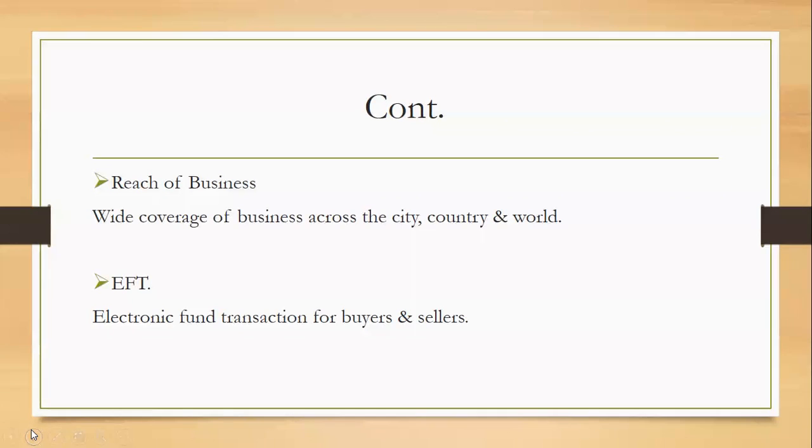Then we have EFT. As we earlier discussed, electronic fund transaction, buyers and sellers both can use the electronic fund transfer. They can do it. They don't need any hassles of banks. So it's quite easy.